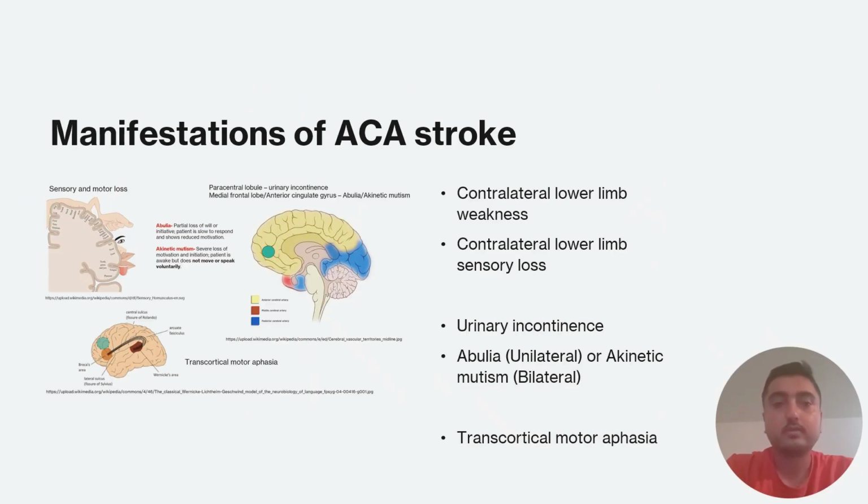So if we put all of the things together, you can remember this diagram: we'll have contralateral motor and sensory loss basically in the lower limbs. We have urinary incontinence, abulia, akinetic mutism, and then transcortical motor aphasia.